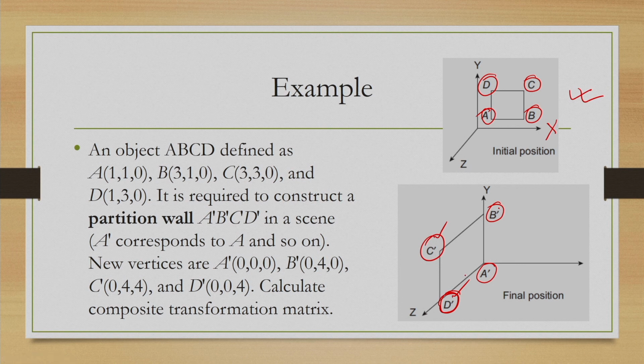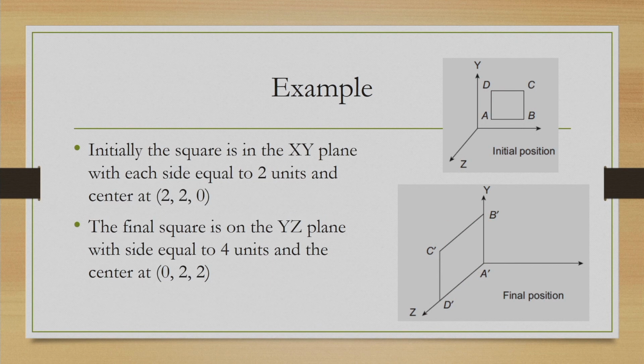So, here as we can clearly see, some transformation took place. The question is, try to calculate the composite transformation matrix that enables this object to be positioned as a partition wall in this scene. Let us see how we can do this. So, initially the square is in the xy plane and each side had 2 units of length.